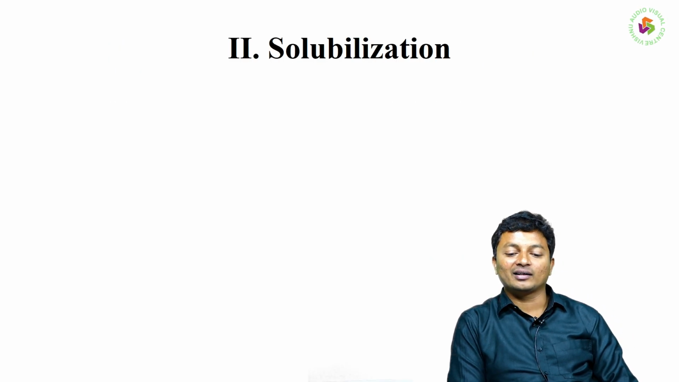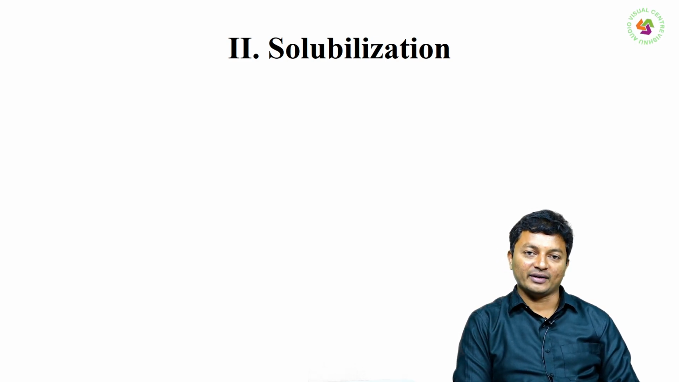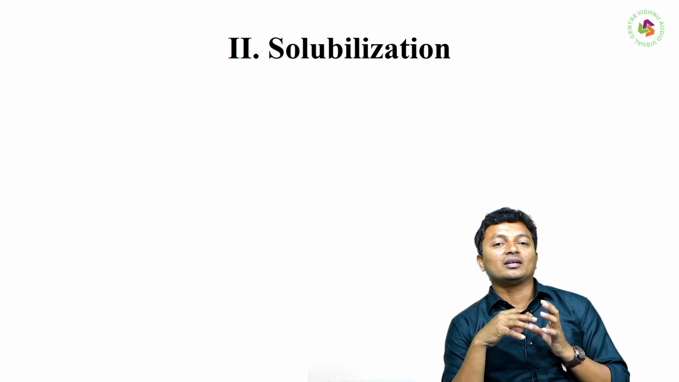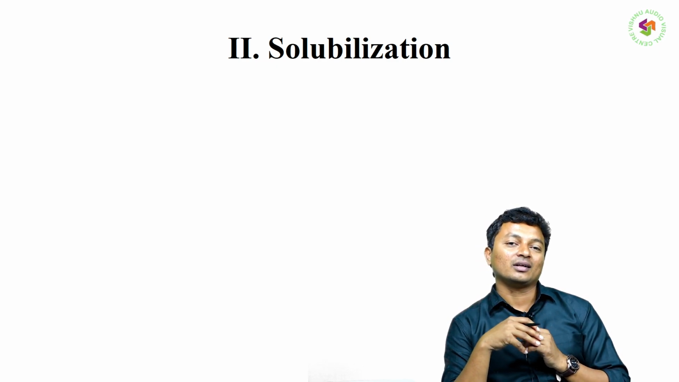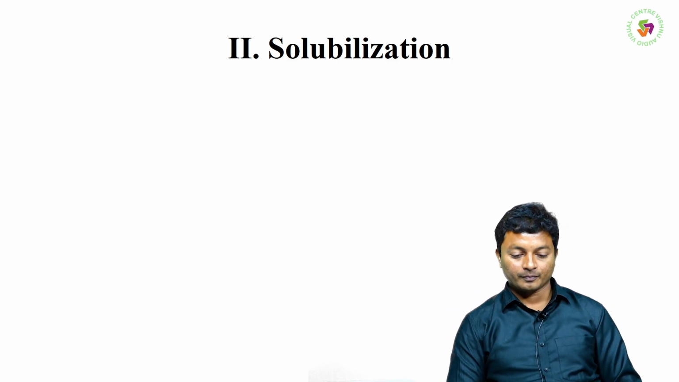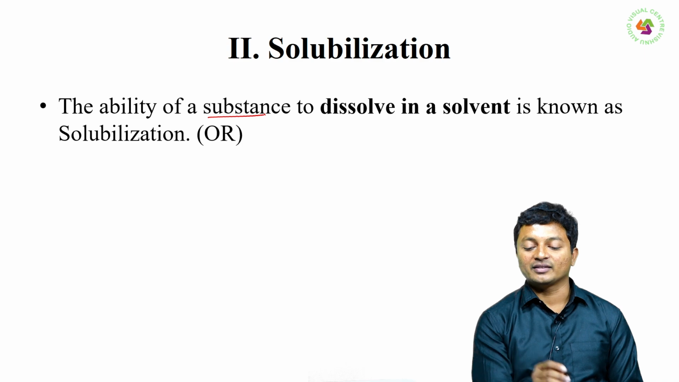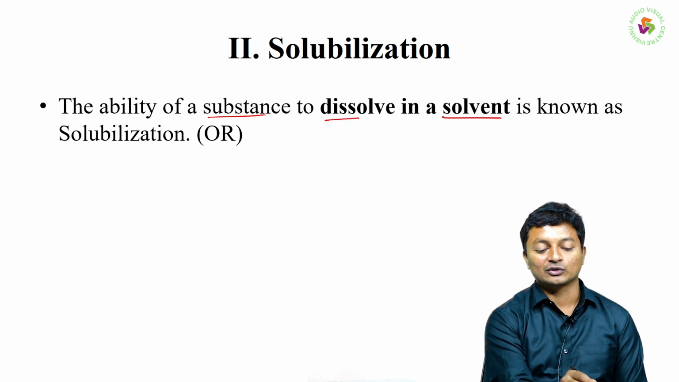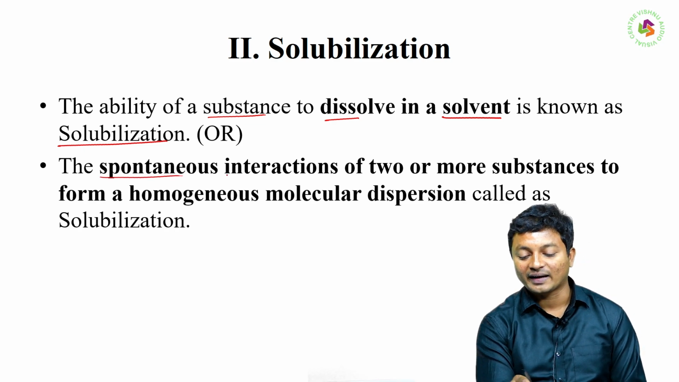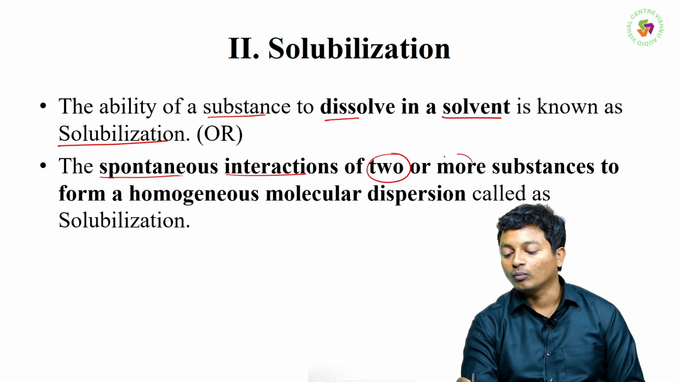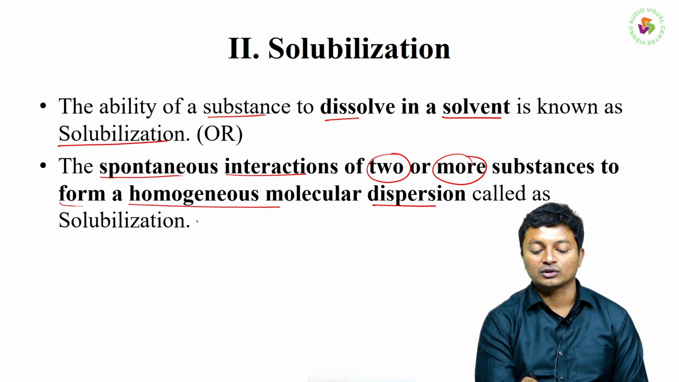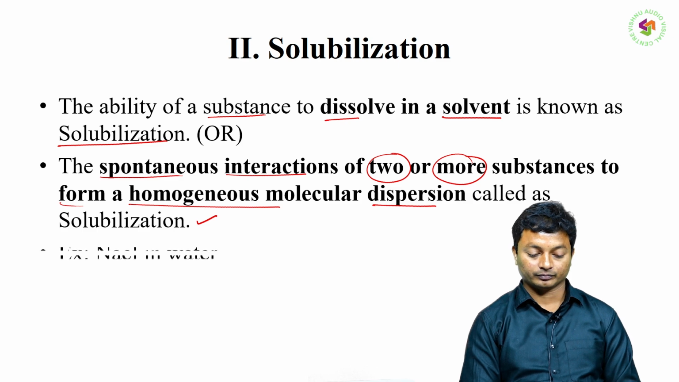Next we'll start another topic, that is solubilization. In general, solubilization can be defined as the efficiency of dissolving a substance into a solution. The ability of a substance to dissolve in a solvent is also known as solubilization. Here is another definition: the spontaneous interaction of two or more substances to form a homogeneous molecular dispersion is also called solubilization.